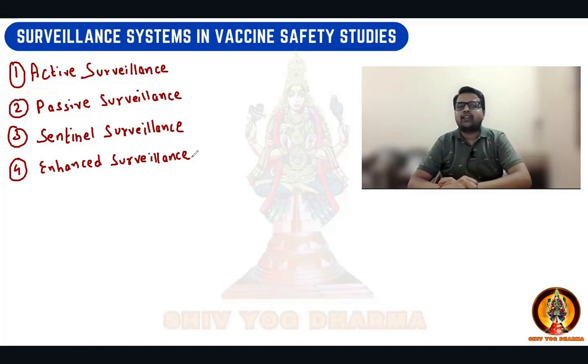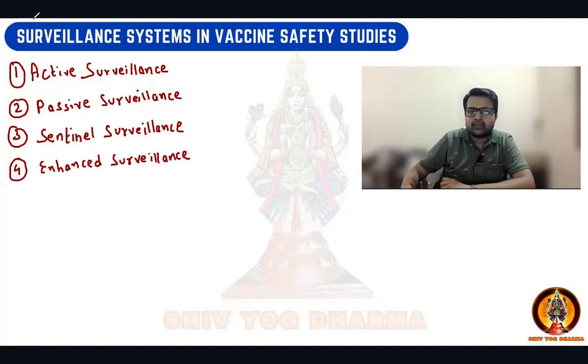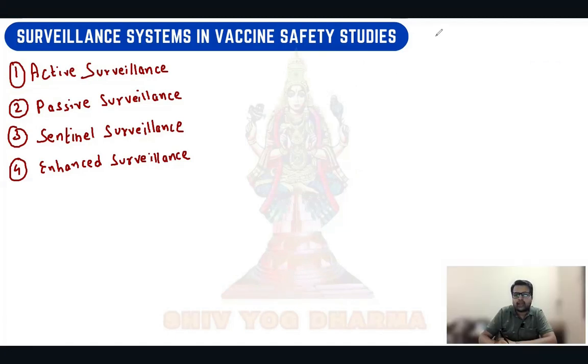Now what exactly does it mean? Each of the surveillance systems we will discuss in detail in this lecture: what is meant by active surveillance, passive surveillance, sentinel surveillance, and enhanced surveillance. All these methods we will discuss one by one. First, let's start with active surveillance. What is the meaning of active surveillance?